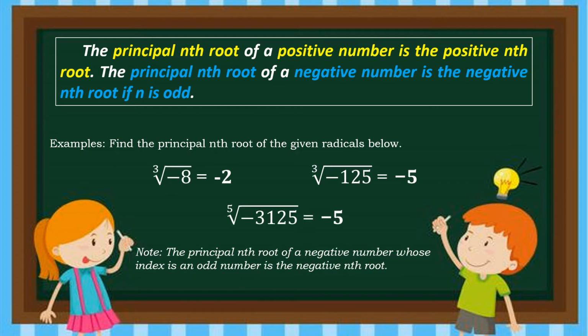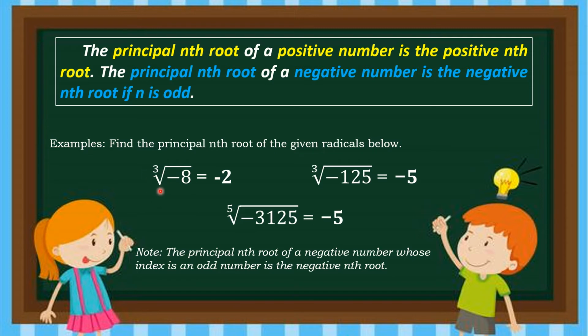Let us examine the other examples. Here, we could see that the radicand is now negative. So, let us try to find the principal nth root of a negative number. Titignan natin na kapag ang principal nth root ang hinahanap natin at ang number ay negative, ang makukuha nating principal nth root ay negative din, as long as ang ating index ay odd number. Kasi kapag hindi yan odd number, there is no such root that exists. Walang existing root para sa negative number na ang index ay even number. Kailangan odd number lang siya.